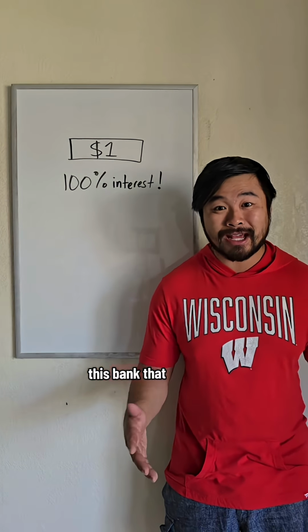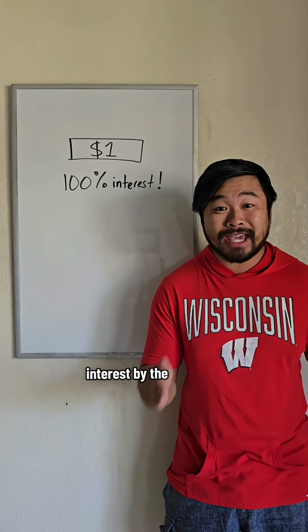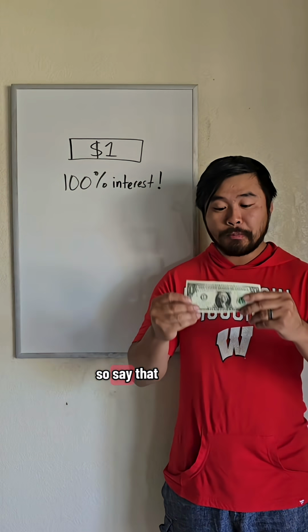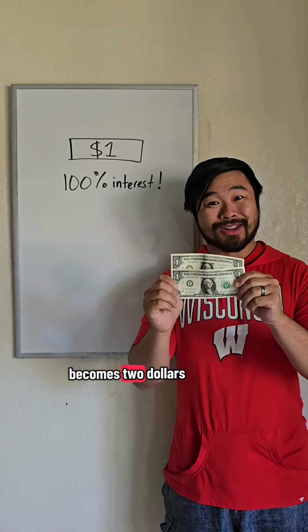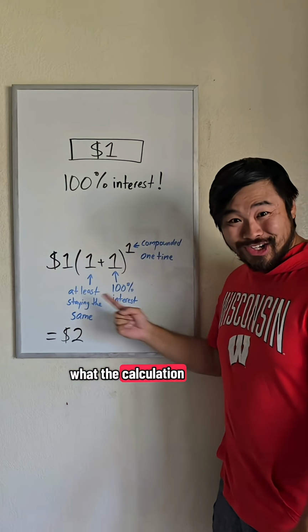So say that there's this bank that gives you 100% interest by the end of 1 year. So say that you put in $1 in there. By the end of 1 year, that $1 becomes $2. And this is what the calculation looks like.